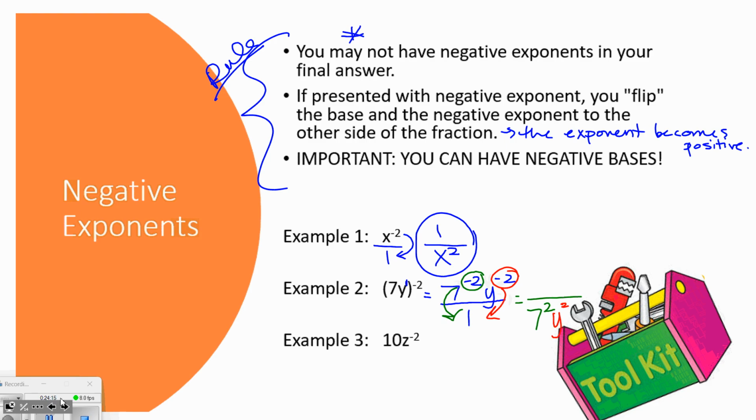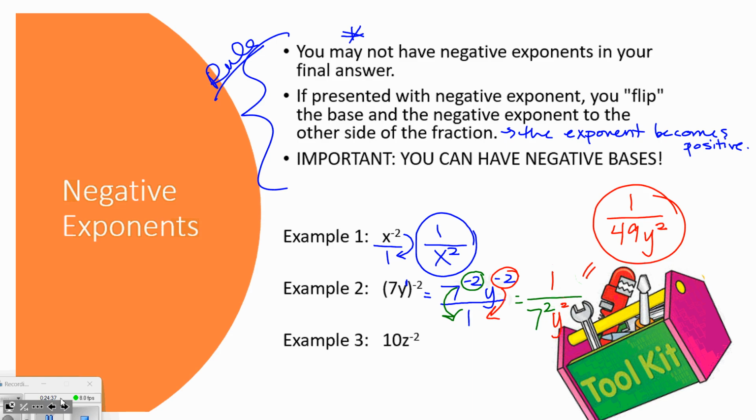Just like in example 1, I don't have anything left on the top of the fraction, so I can put a 1 there. And I also need to simplify this. What's 7 squared? So it's like 1 over 49 y squared, because 7 times 7 is 49.